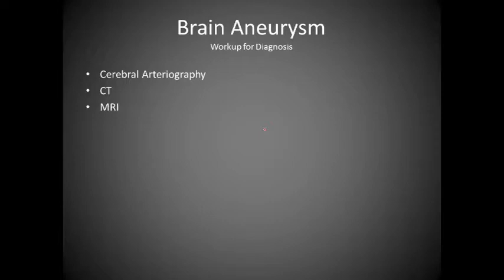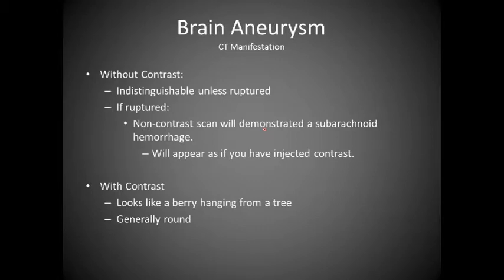So the workup for diagnosis is cerebral arteriography, CT, and MRI. However, cerebral arteriography usually comes later, once the brain aneurysm is diagnosed. CT and MRI are your initial phases to really see what's going on inside the patient's head.